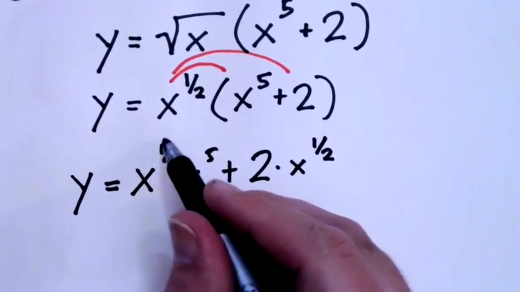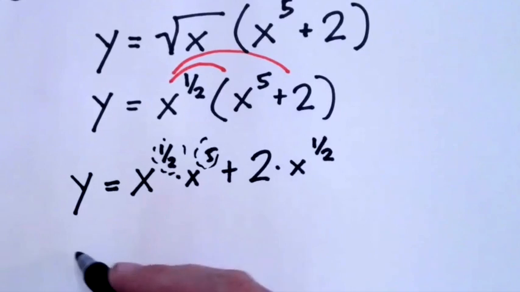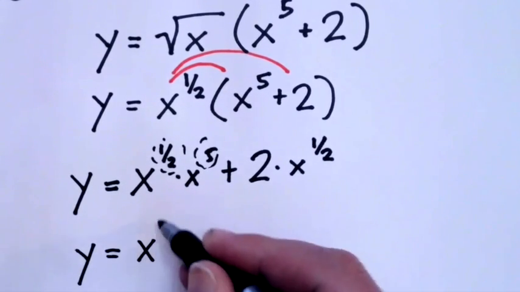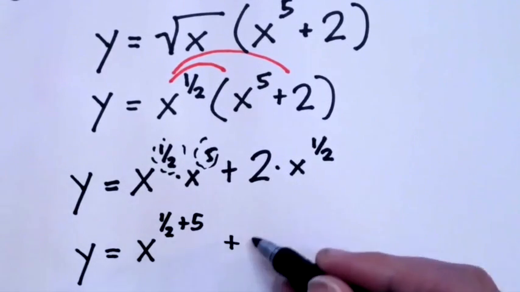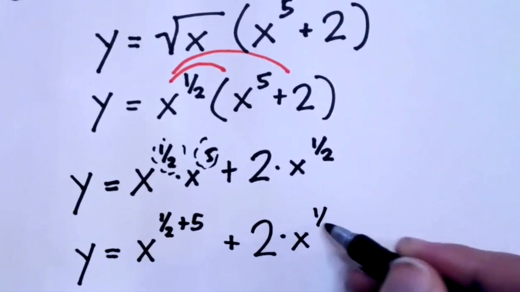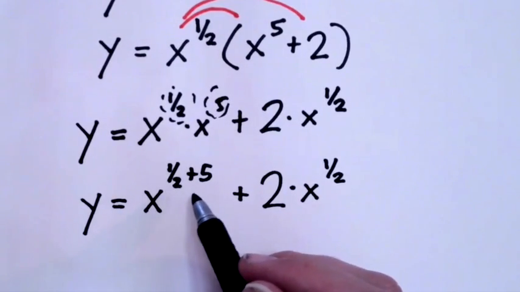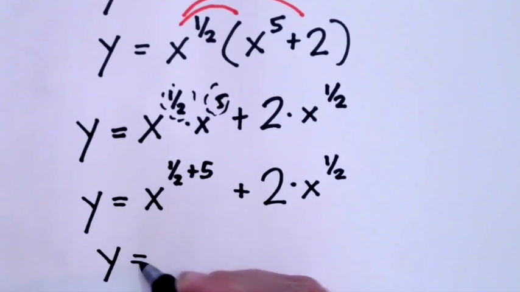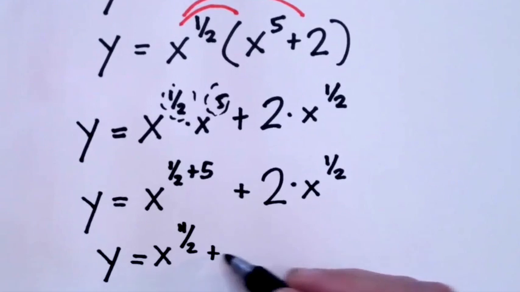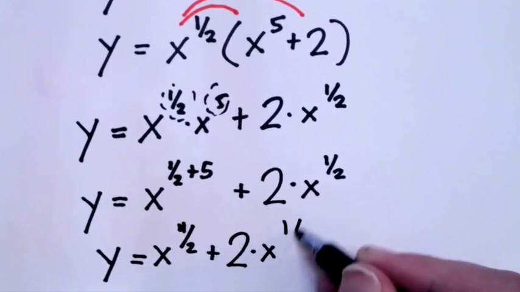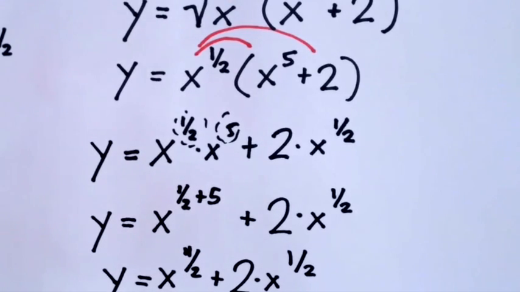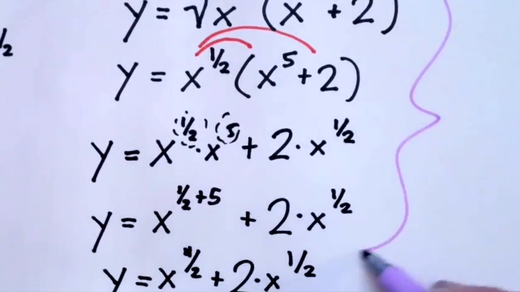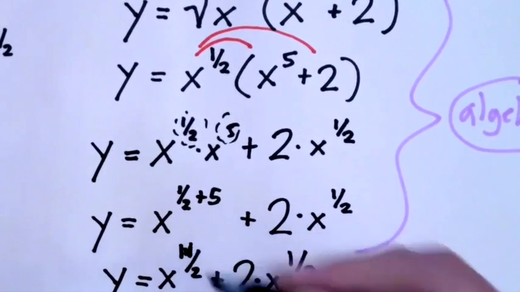Now I can combine these exponents. So I will have y equals x to the 1/2 plus 5, plus 2 times x to the 1/2. If I get 5 and I add 1/2 to it, that's going to simplify to be y equals x to the 11/2 plus 2 times x to the 1/2. Notice all of this was just algebra. I haven't yet done anything to start taking the derivative. Let me be clear that this is an 11.